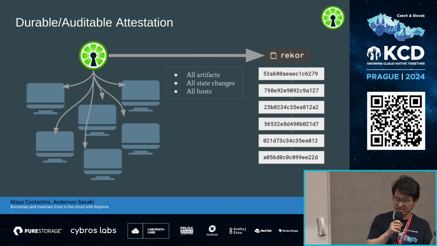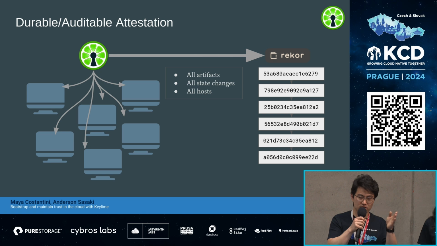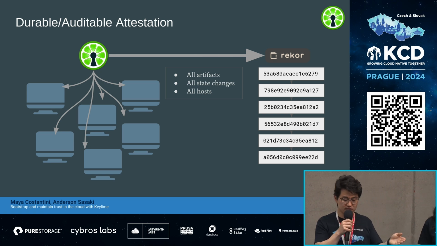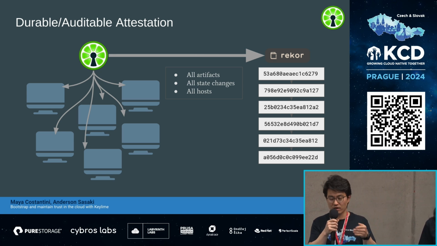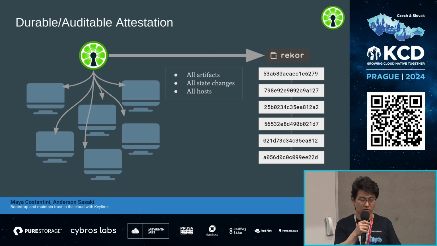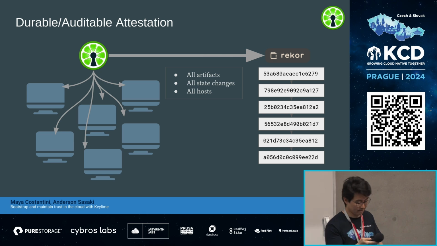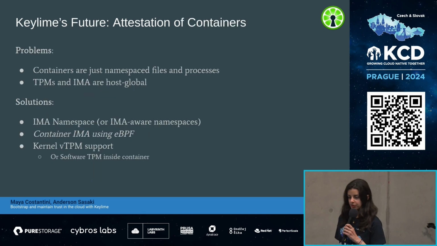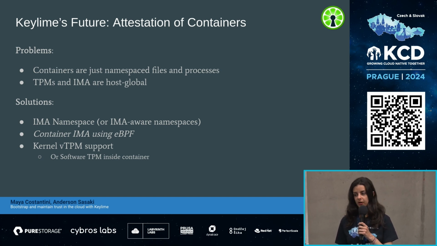So that's a superpower. You can not only have the attestation online at the moment you are measuring it, but also later in time, even when the node doesn't exist anymore, because you stored all the measurements. So now let's take a look at Keylime's future, and in particular, the attestation of containers.